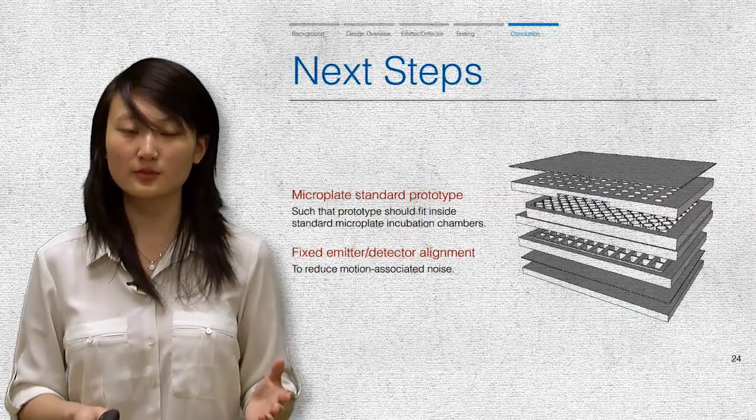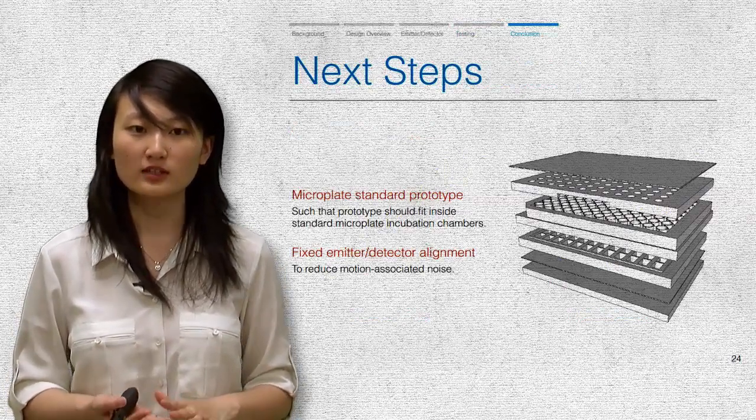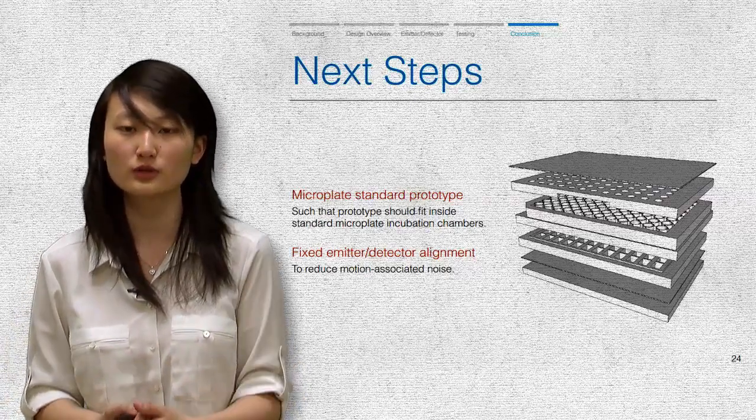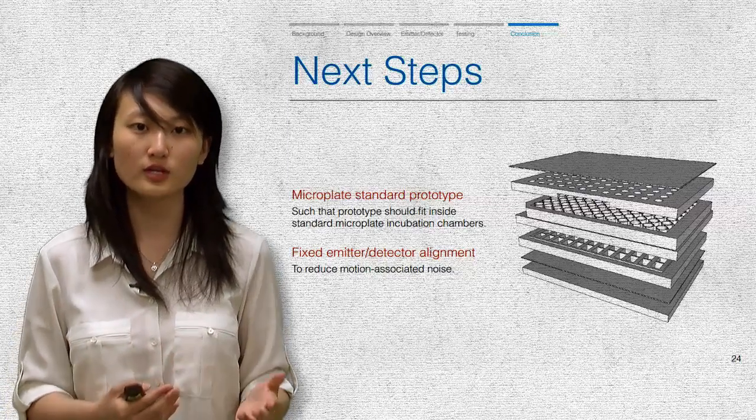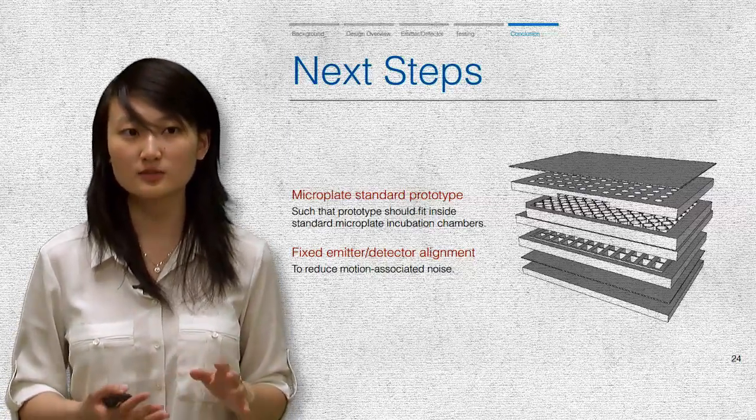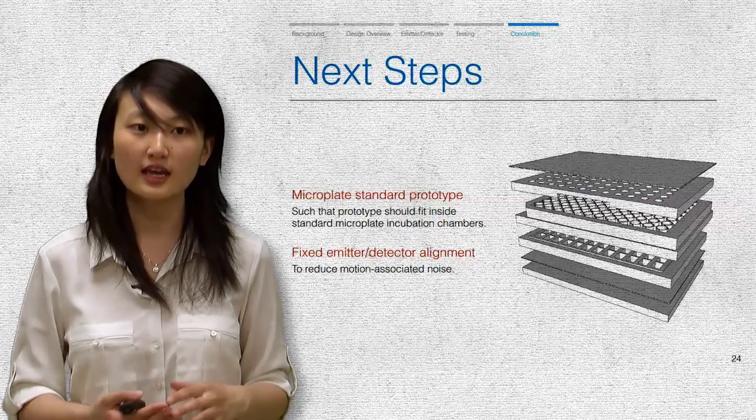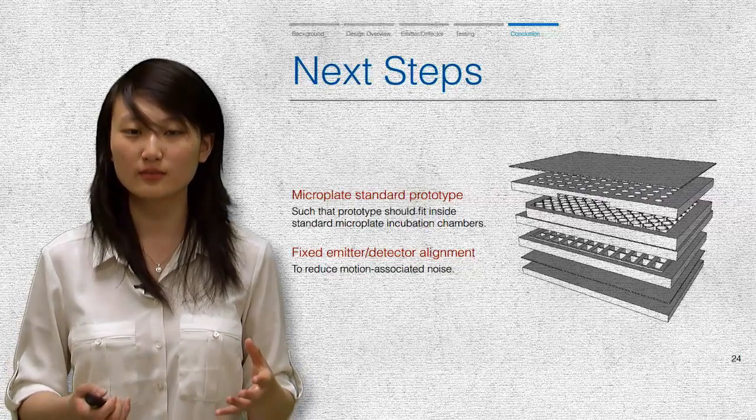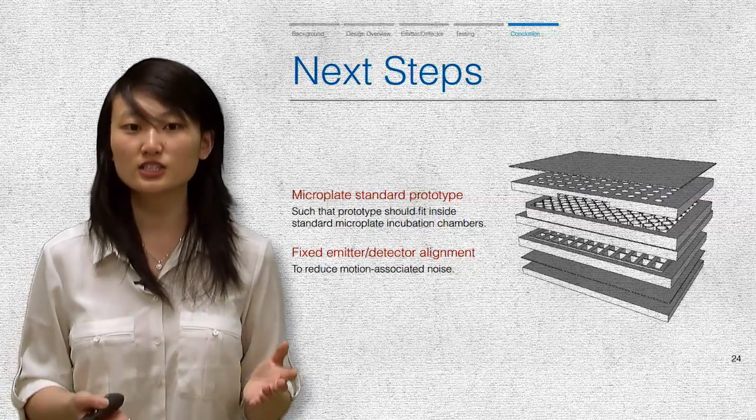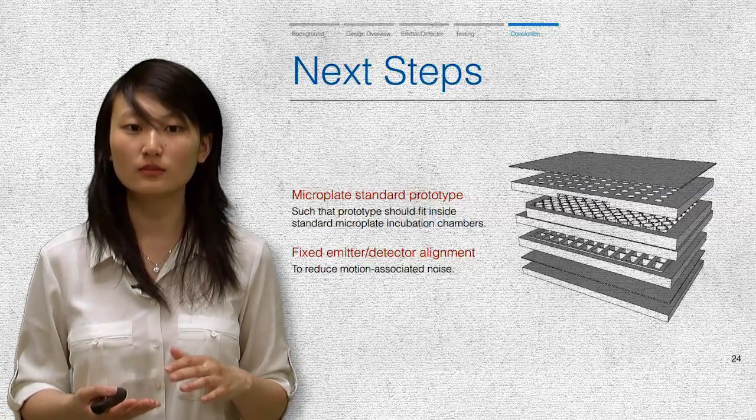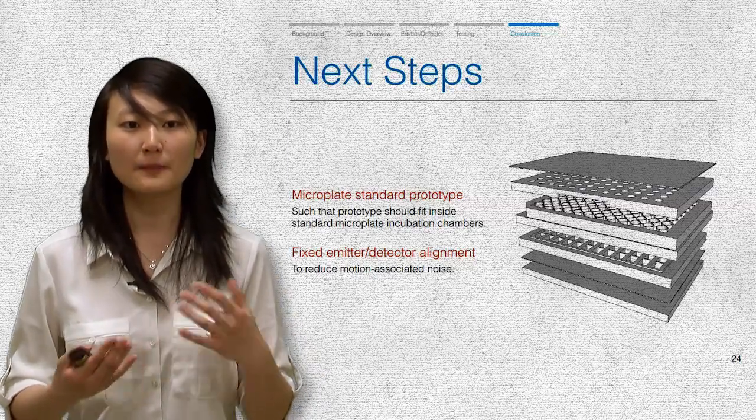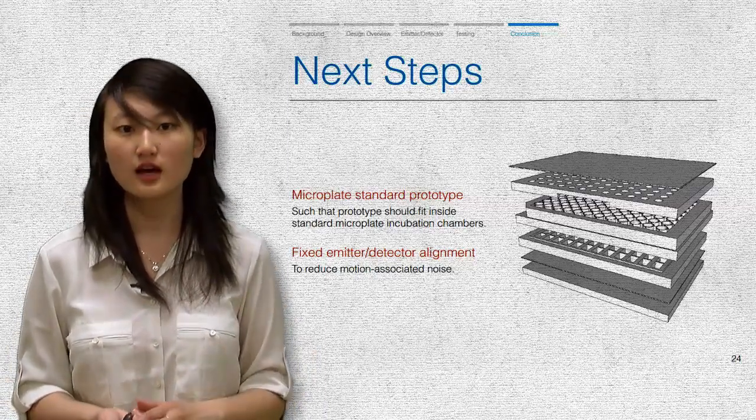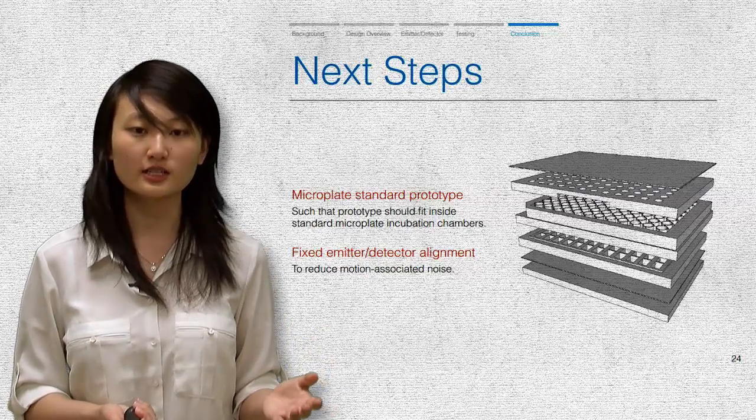And so from these experiments, we want to be able to take it to the next step, in that we want to be able to make a microplate standard prototype, because currently the prototype that we're working with is not to microplate standard. And this is because we're making everything in-house, and it's very difficult to make all the circuitry fit into the board within the microplate because we're making it by hand. And in addition, we want to be able to better the emitter and detector alignment, such that we minimize the amount of motion-associated noise that we currently see with the device.